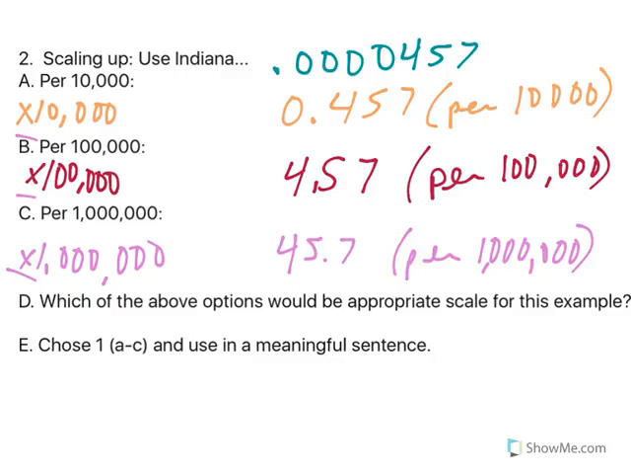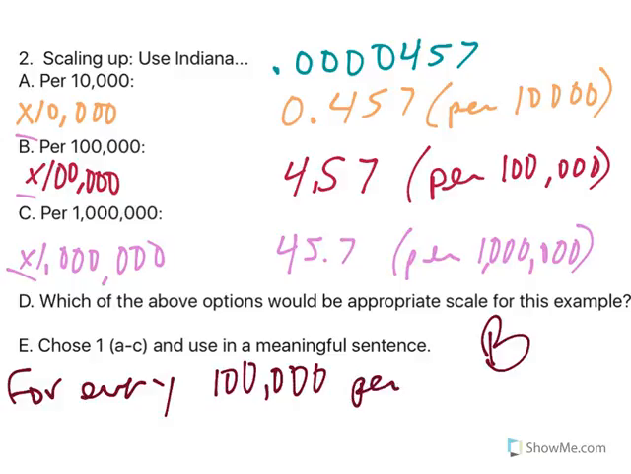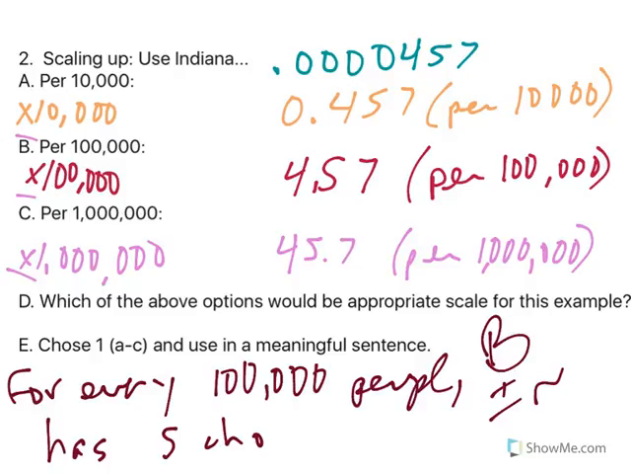Which one of these makes the most sense? This is my personal opinion, but I think B, the per 100,000. So if you were thinking per 100,000 people, we would have about 4.5 school districts. I'm going to round that just to 5 because it would round up. 4.5 would round to 5. So for every 100,000 people, Indiana has 5 school districts. That's what that means.